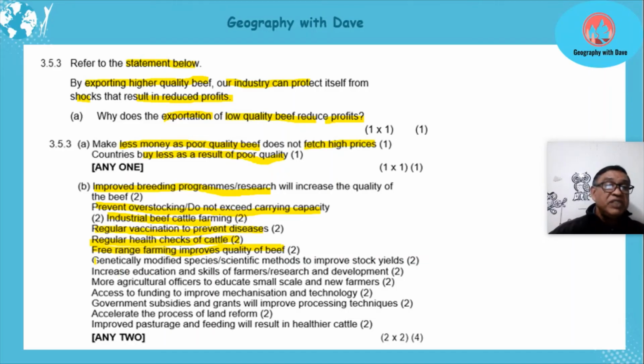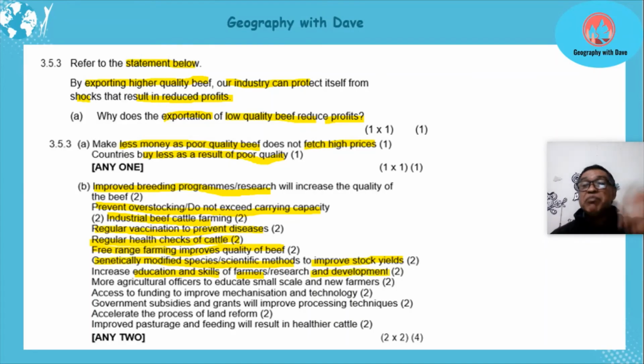So we look at others: genetically modified species and scientific methods to improve stock yields. By having genetically modified cattle, we find cattle become stronger, and the yields are bigger cattle, etc., because it's genetically modified. Increase education and skills of farmers for food and development.